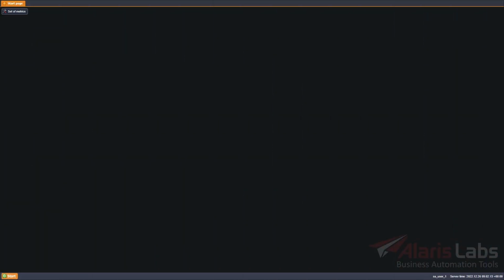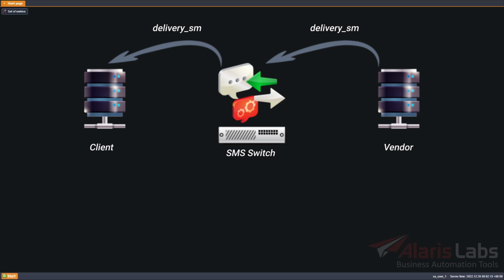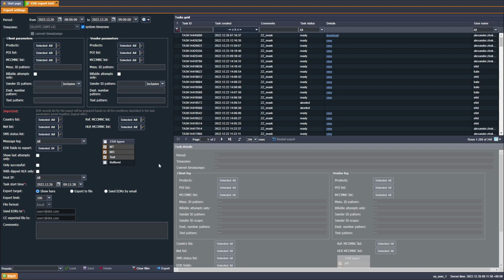By default, the priority flag value in the delivery report for the client is generated by the SMS switch. For this reason, internal parameters have been added that allow either sending the flag value from the vendor or setting a static value for specific client channels. To configure the feature, contact the Alaris technical support team and communicate the code BZ51101.